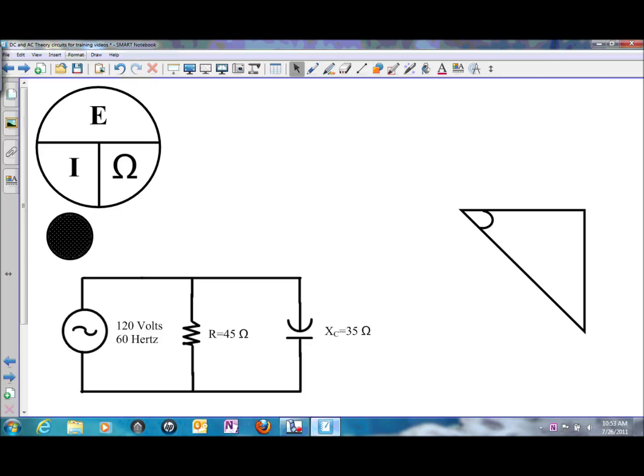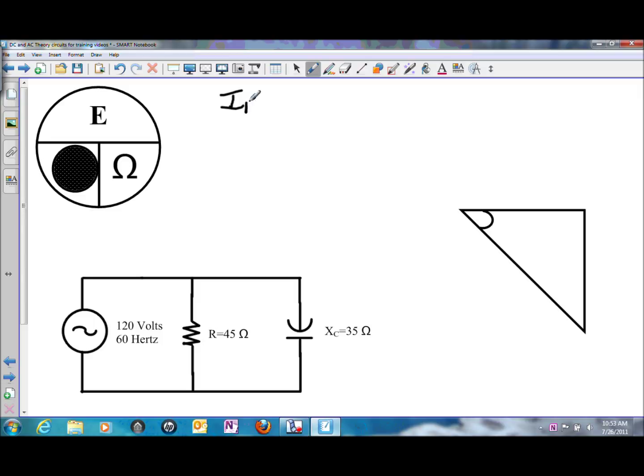In this presentation, we will be calculating current through individual components in a parallel RC circuit, using those pieces of information to build a current triangle, and then using the total current to calculate impedance. So we're going to be using Ohm's law and calculating the current through the individual branches first. So we'll be applying Ohm's law in two different locations.